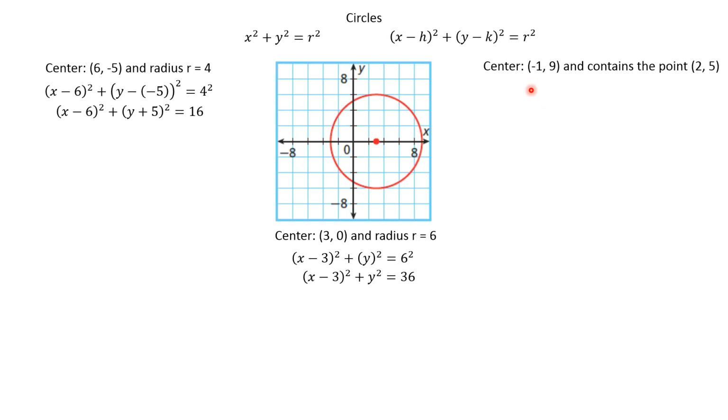What if they give us a center and it contains a point? Well, here we have the center. That'll go there. We just need a radius. Isn't the radius the distance from the center to the point? The distance formula, we used that yesterday. Or, let's plug in what we know so far. We know the center. So x minus negative 1 is x plus 1, squared, plus (y minus 9) squared equals r squared. We can plug the point, (2, 5), right into our equation. It's x, y. And then we can get r squared.